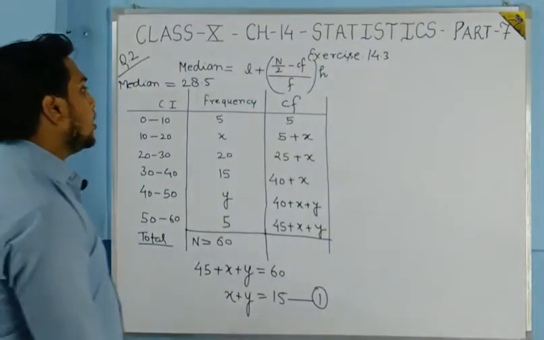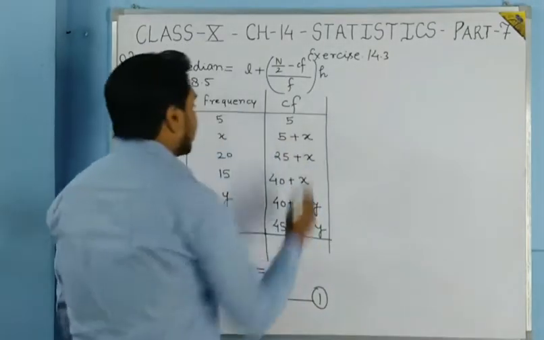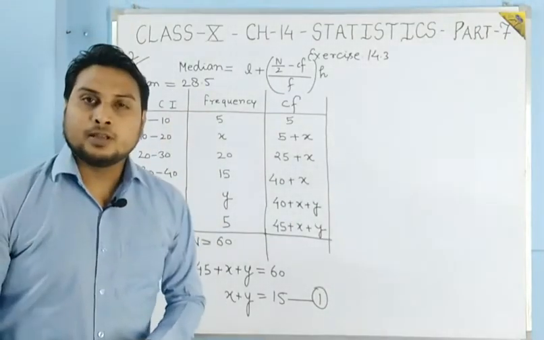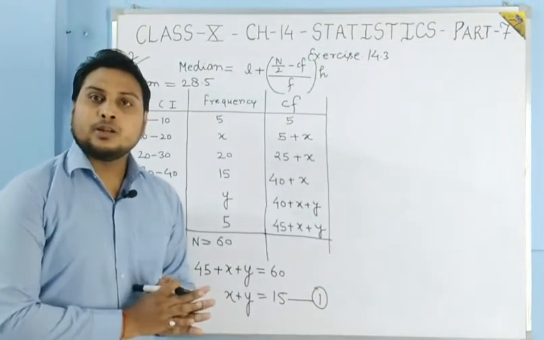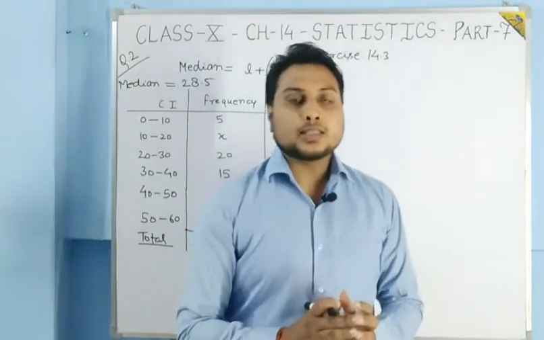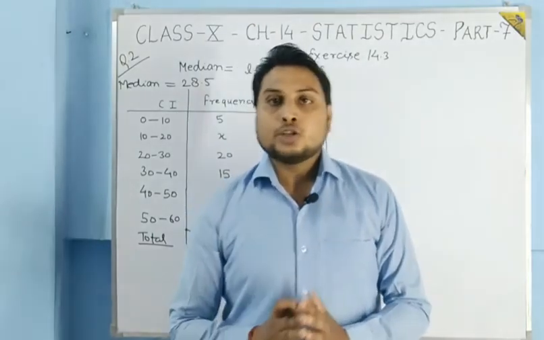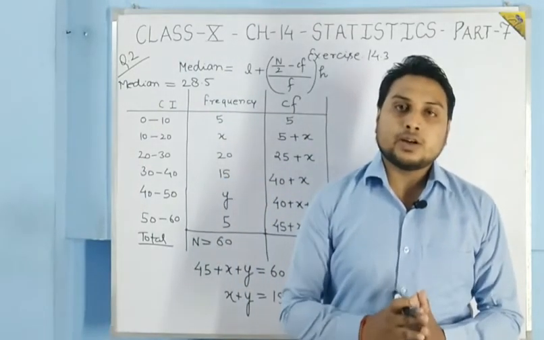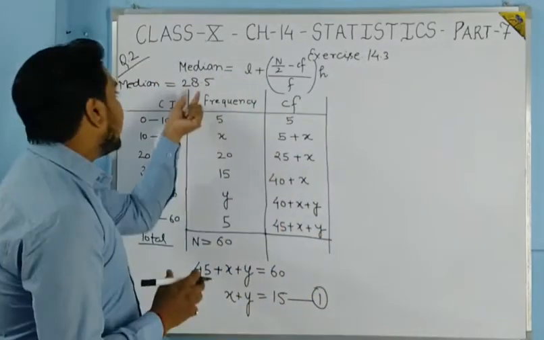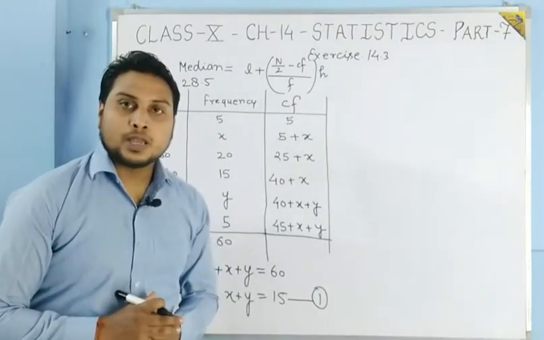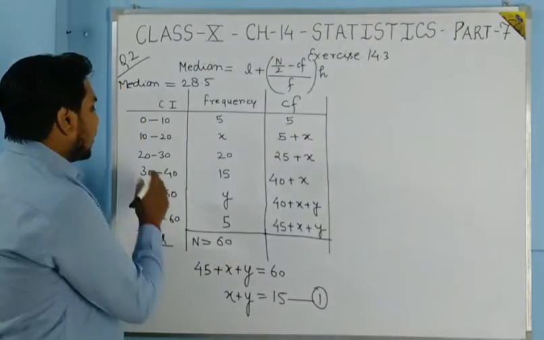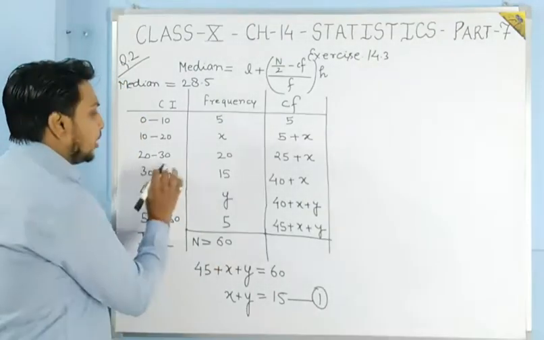Okay, now students, as we can see, the median is given 28.5. So in the type of median question, what we do, firstly we decide which is our median class. So firstly we have to decide which one is our median class, and for that students, you can see that the median is given 28.5. Okay, so if the median is 28.5, it means that it lies between 20 to 30.